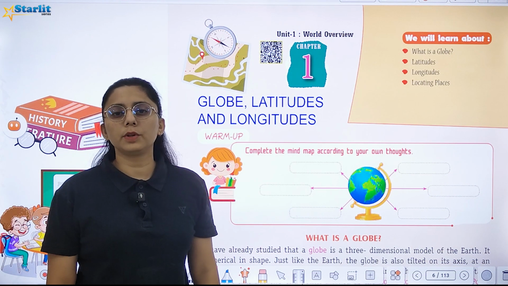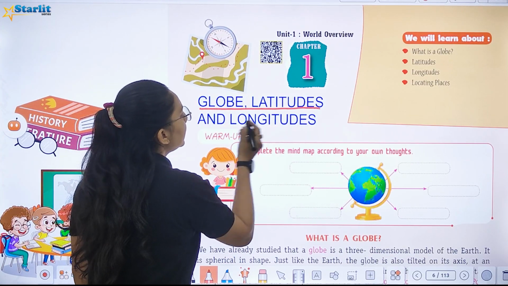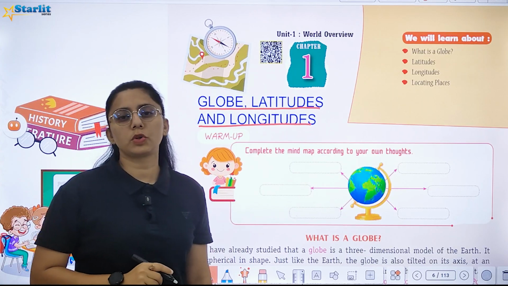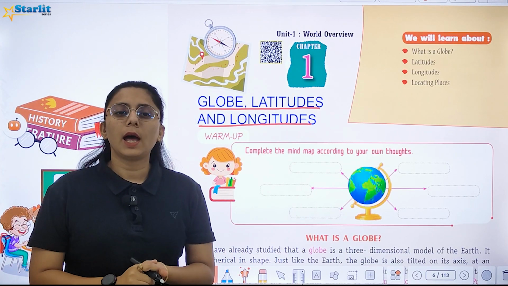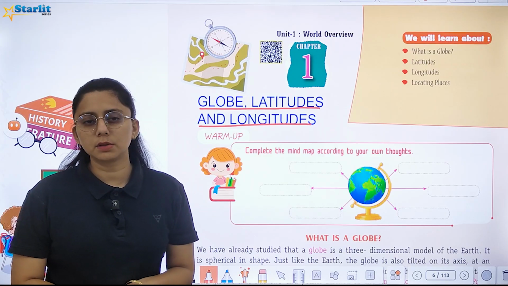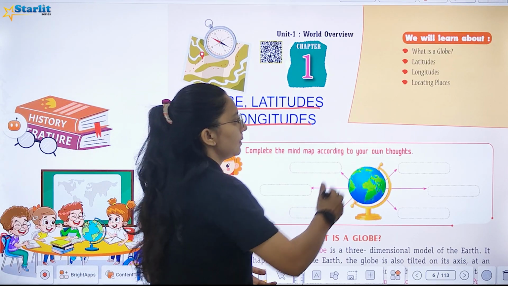Hello children, today we are going to start with chapter first, that is globe, latitudes and longitudes. So in this chapter we will study about what is globe. It is the model of the earth, right? And then we have latitudes, the lines which are parallel to each other are the lines of latitude, like 0 degree equator. Here I will show you.